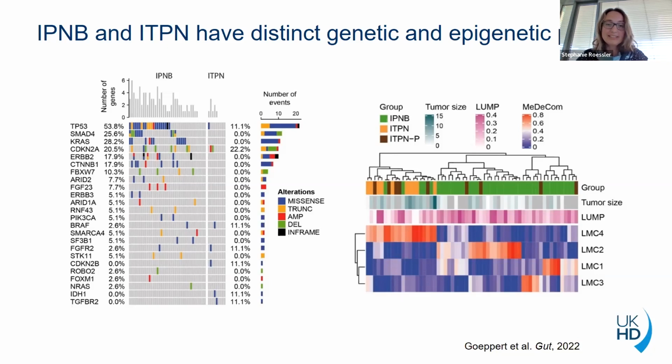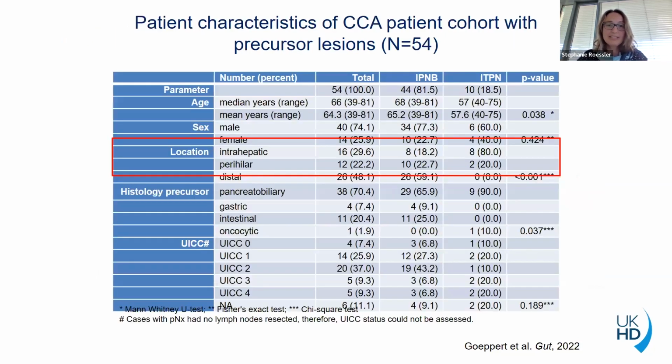So one idea is that IPNB and ITPN may also result in earlier diagnosis of CCA, but it is not clear how this is associated. At least in our cohort, we didn't see large differences in the UICC staging, at least not that were significant here in our case. Very interesting.